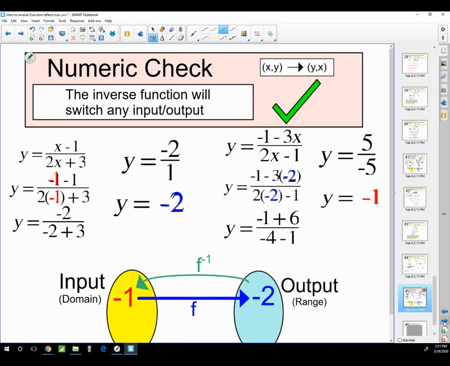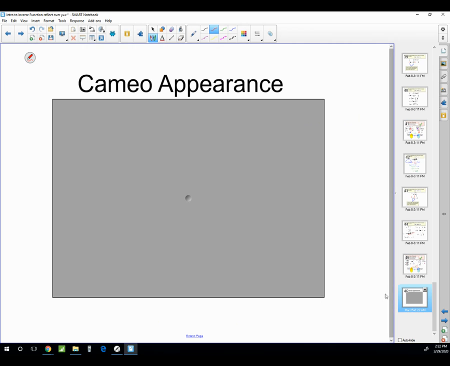And then I chose 1 as an input into the original function, and it output -2. And then the answer reverses that. I was able to input -2 and output -1. All right, a good discussion on inverse functions, and we looked at several different examples. Feel good about that. Let's check out our cameo appearance of the day.